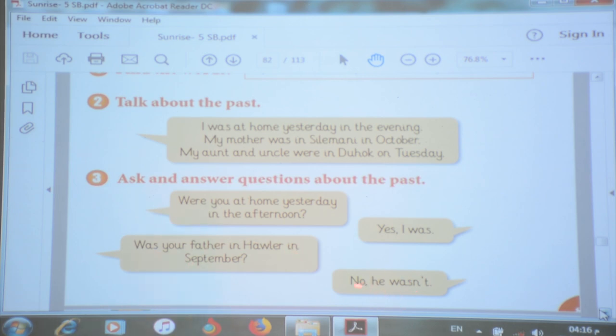And there is an answer with negative answer. With negative, you should use no. No, he wasn't. Why do you use he in here? Because there's father. The question was your father. Your father is he. No, he wasn't. After he, you should use was. And the answer is negative, and you should put not at the end of the sentence. No, he wasn't. Don't forget.